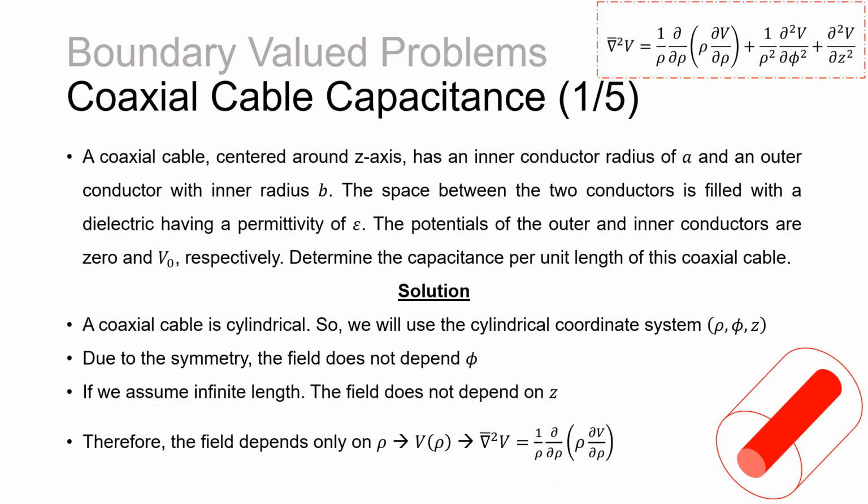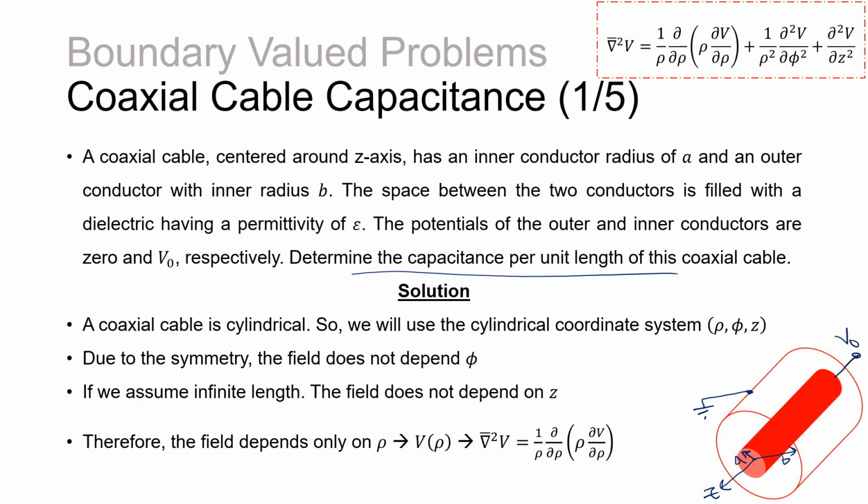Here we are being told to calculate the capacitance per unit length of a coaxial cable. And this coaxial cable centered around Z axis here has a radius A for inner conductor, radius B for outer conductor. Outer conductor is connected to the ground and the inner conductor is connected to V naught.